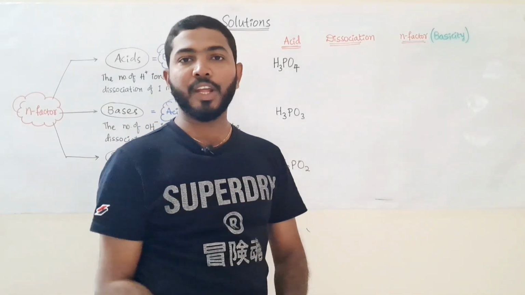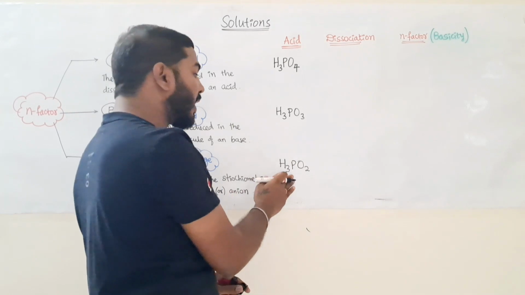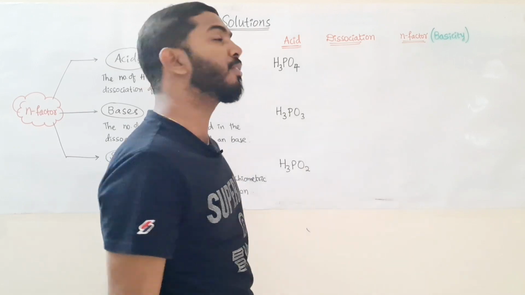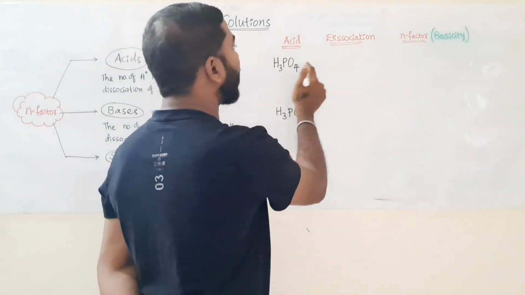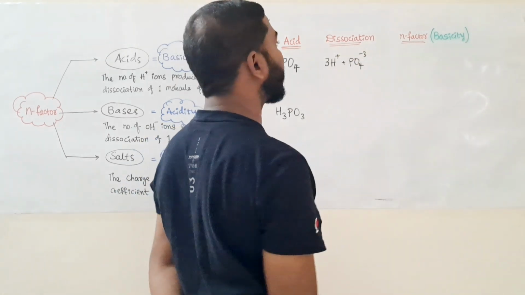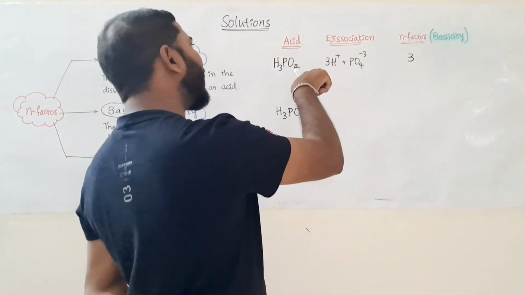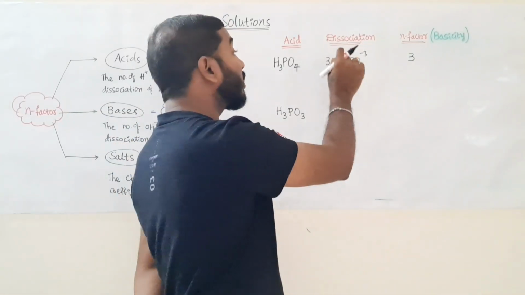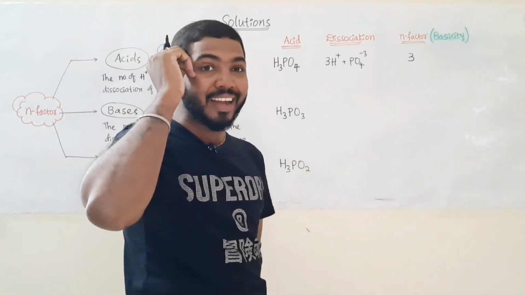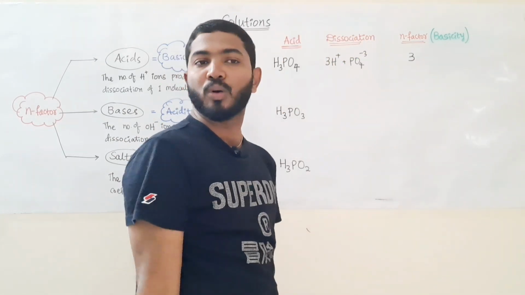Here are the 3 examples: H3PO4 phosphoric acid, H3PO3 phosphorous acid, and H3PO2 hypophosphorous acid. Let us think about the dissociations and N factors for these 3 compounds. If you look at H3PO4, we are going to get 3 H plus ions and PO4 3 minus, that is the phosphate ion. Since we have got 3 H plus ions, the N factor is going to be 3. Why have the 3 hydrogens undergone dissociation? Because we can think that there could be 3 hydrogens directly attached to oxygens.